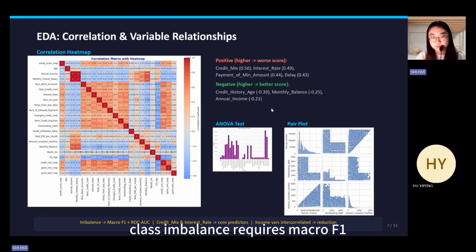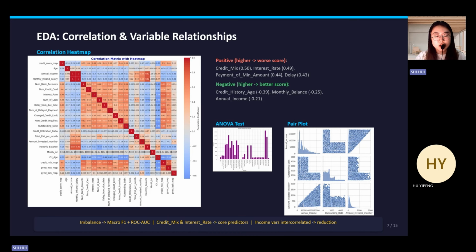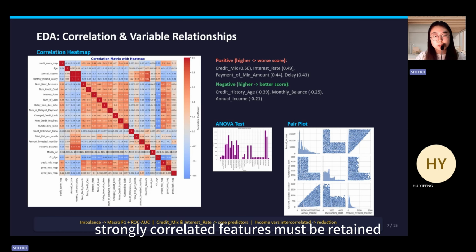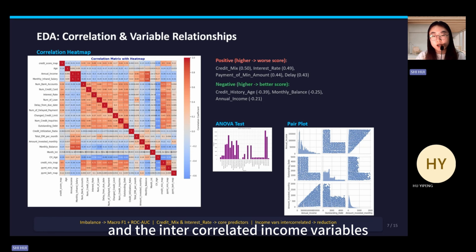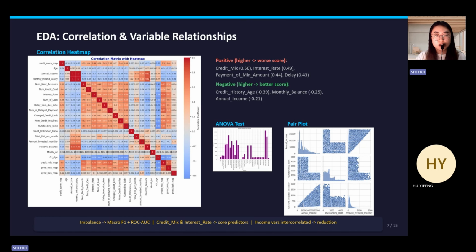Class imbalance requires macro F1 and ROC AUC beyond accuracy. Strongly correlated features must be retained, and the intercorrelated income values are candidates for future reduction.